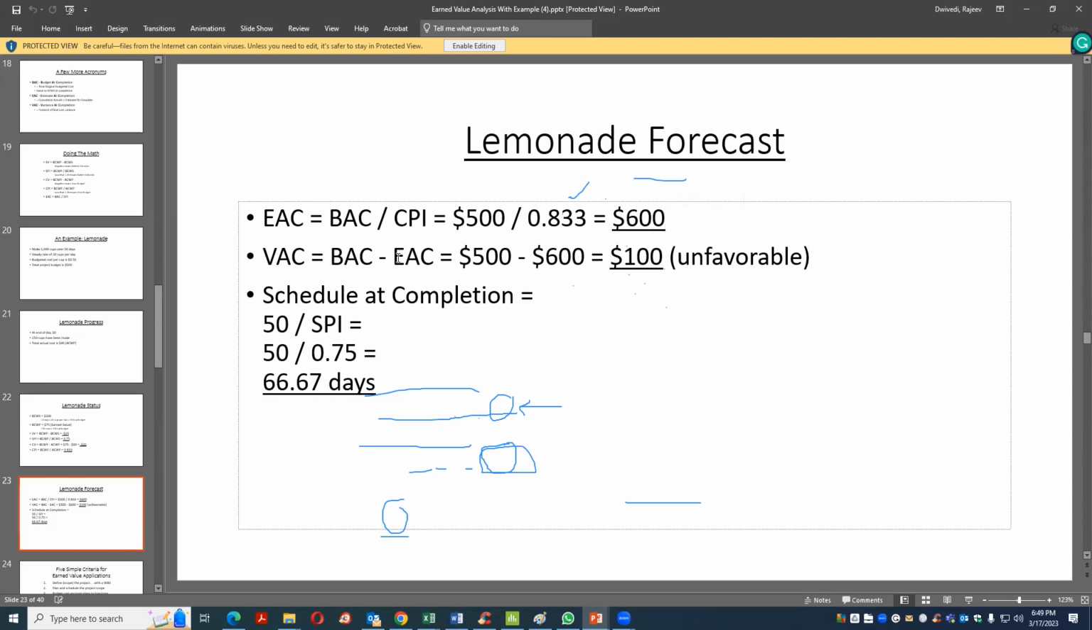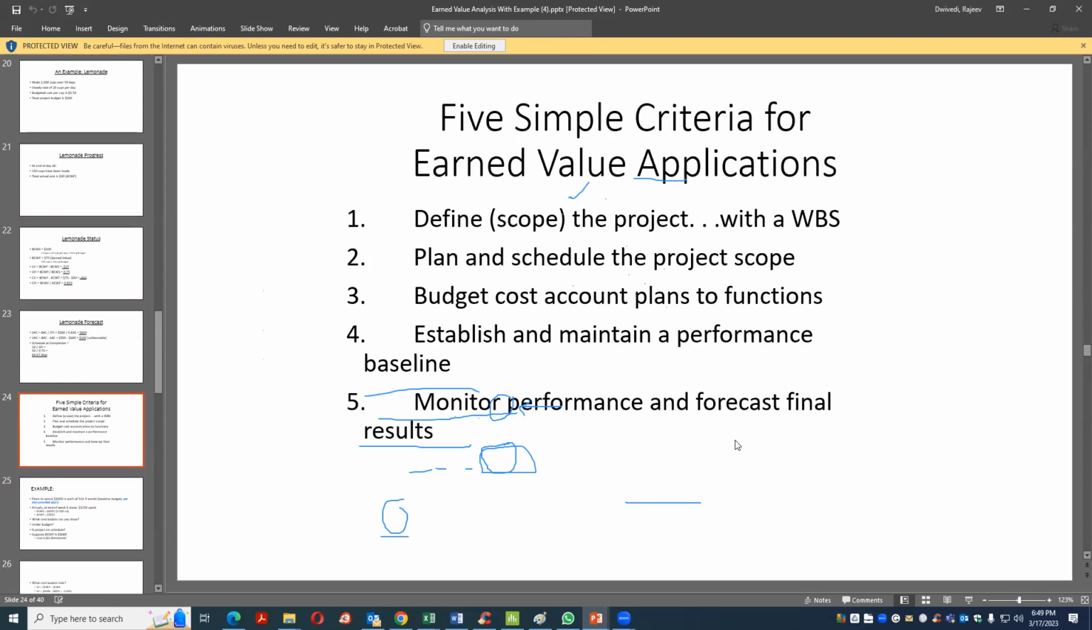Now schedule variance means how long it will take. So how many days? 50 days is what was planned to complete 1,000 lemonades. Schedule performance index is 0.75. Instead of 50 days, how many days? It is going to take 66.67 days. So it is going to take extra time and extra cost, and still you have 40 days. So being a project manager, you can act. This is the simplest example.